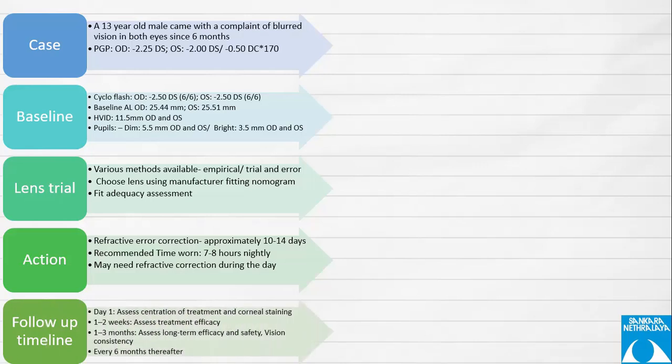After we start the Ortho-K, we have a day 1 to 2 week, 1 to 3 months, and every 6 months assessment thereafter. So in every assessment, we try to check the centration of the treatment. We do the corneal staining, and after 1 to 2 weeks, we start assessing the treatment efficacy. That is how long they are having a blur-free vision. If it consistently improves over 1 to 3 months, then we are okay to proceed them to call every 6 months, provided the lens is in a good condition.